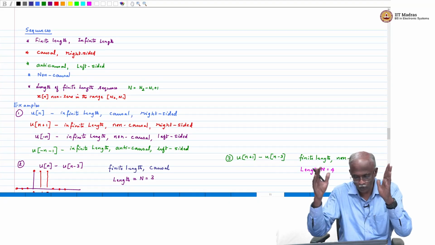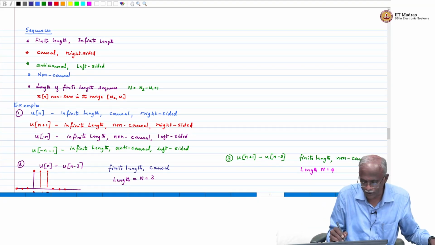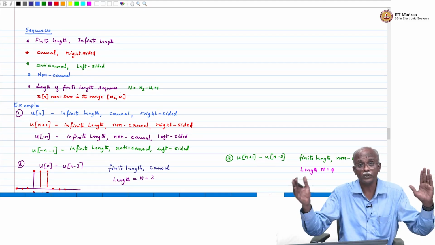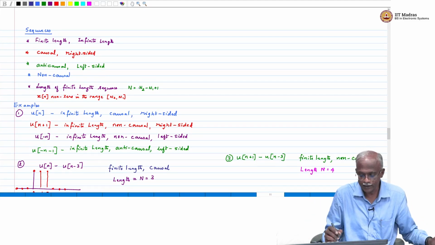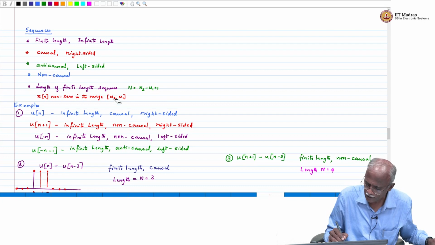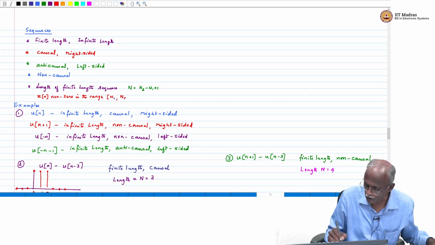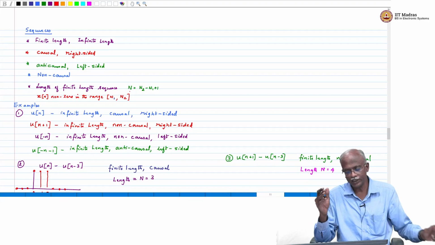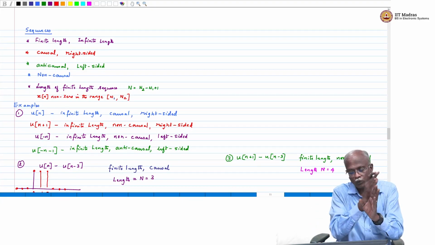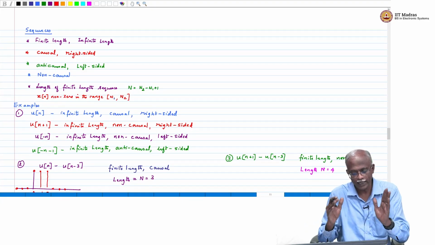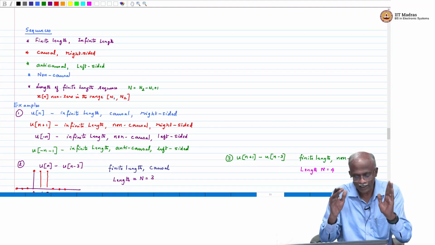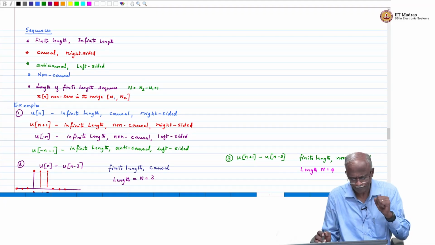And if it is a finite length sequence, we said that the expression for the length is, supposing it is non-zero in the range n1 to n2, both ends inclusive, so the lower limit is n1, upper limit is n2, then you get n2 minus n1 plus 1, that is the length of the sequence, and this is the range.